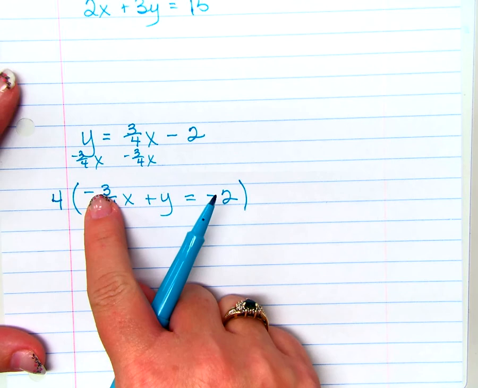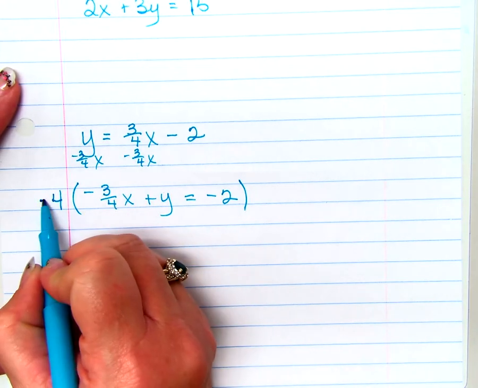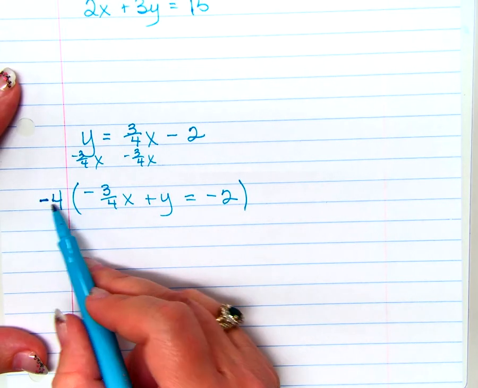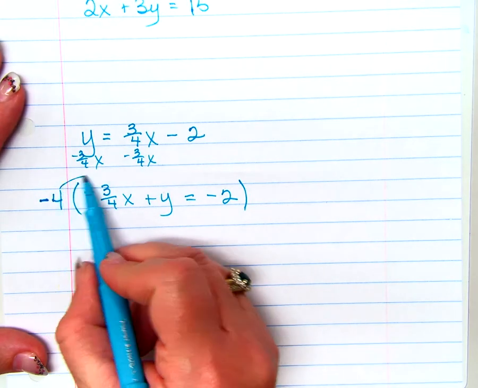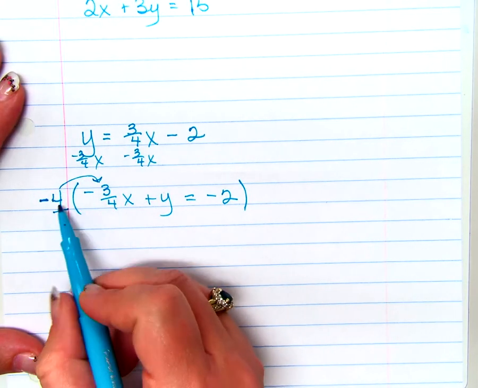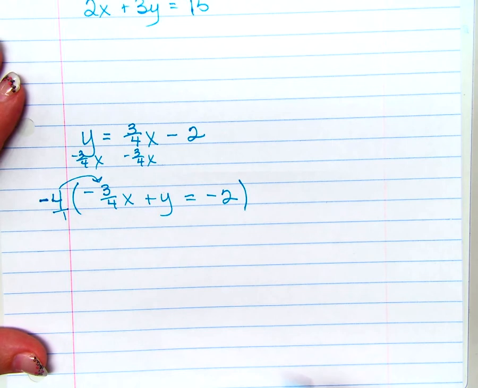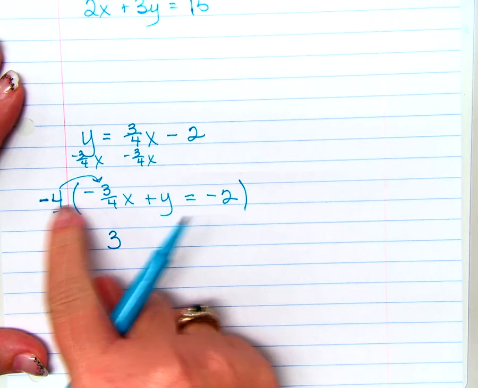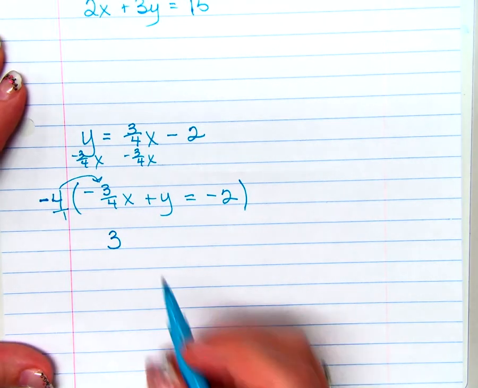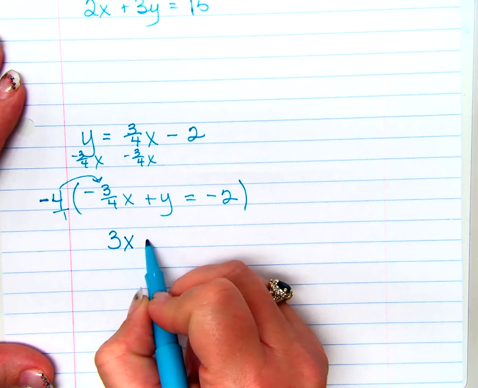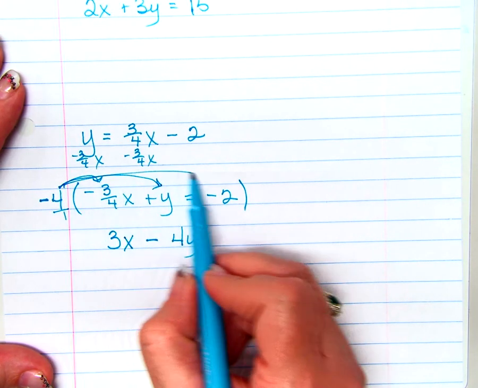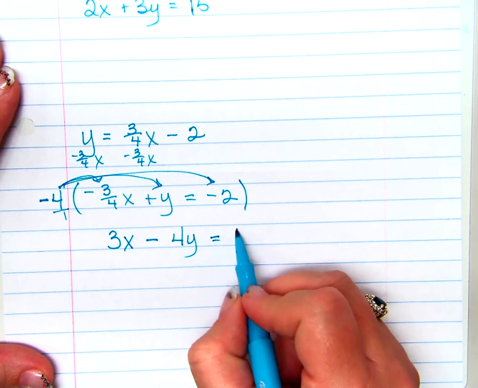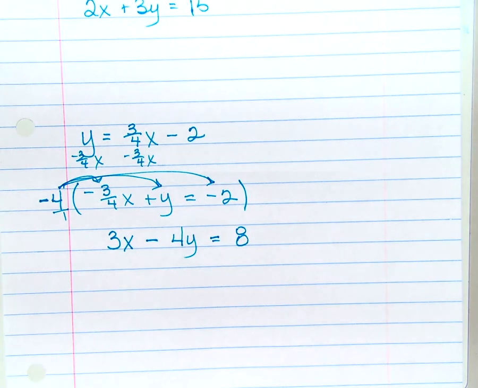And at the same time, I could also multiply it by a negative 4 instead of just a regular 4, because that would make this first term a positive. So if I distribute this 4, I have 4 over 1 times 3 over 4, which gives me a 3. And it's going to be a positive 3 because I have a negative 4 and a negative 3/4. So negative 3x minus 4y, that's distributing to this term, distribute to the last term, and I get equals 8. Okay, that's how you put things into standard form.